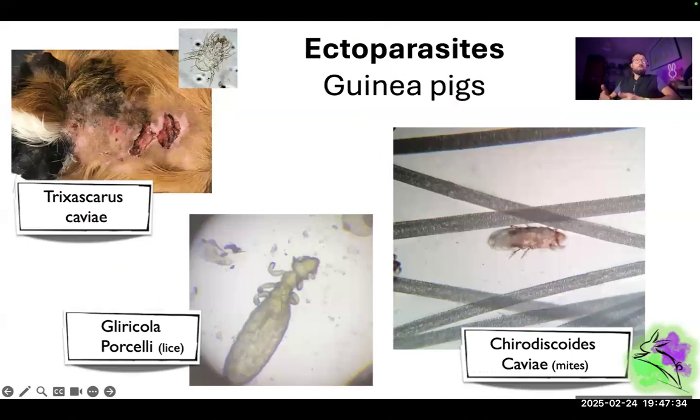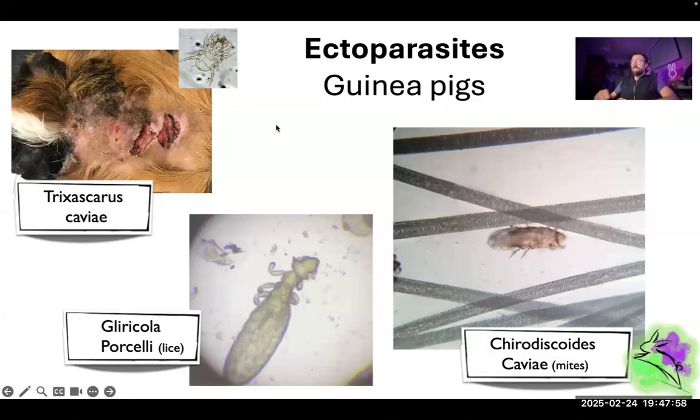Then we have guinea pigs. Also, guinea pigs can have mites or lice. The Trixacarus caviae should be easier for me because it's Latin, but it's not. I can guarantee that it's difficult for me too. So the Trixacarus caviae is another one that can cause a lot of discomfort because it can be very itchy.